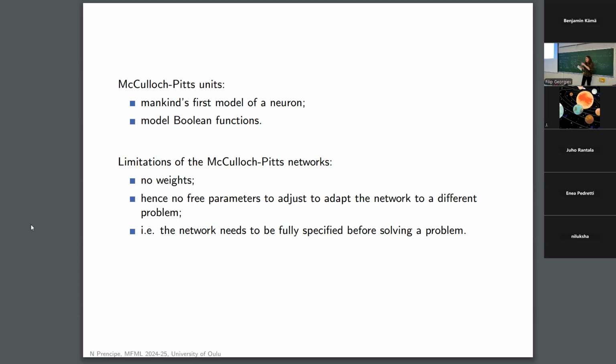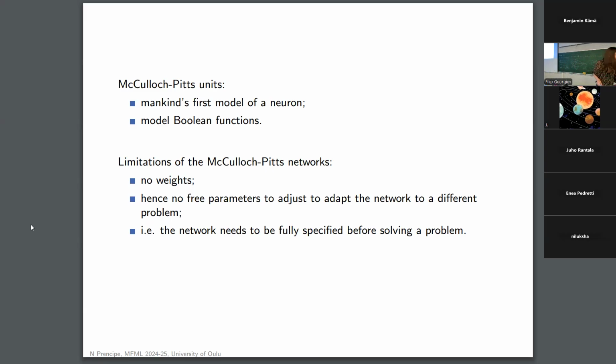In another way, which probably talks more to the computer scientists, there are no free parameters to adjust in order to make a network like this adapt to a particular problem. They're very rigid. You fix the threshold, you fix the arrows, and the machine goes without being able to optimize it in any way. Before solving a problem, you need to write your network fully. There is no liberty in that sense.